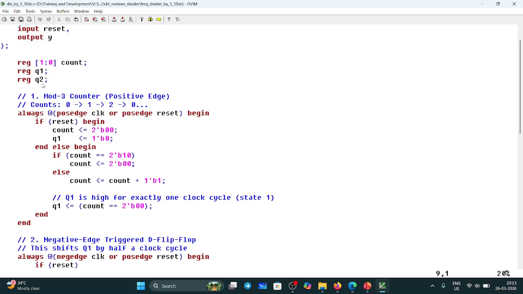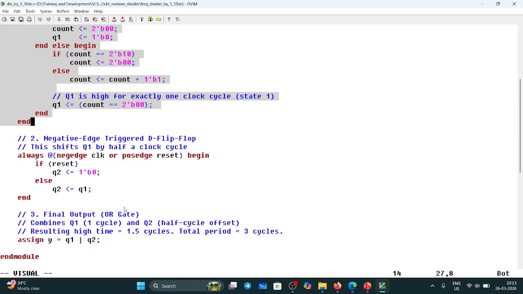So reg Q1 and reg Q2, and the mod 3 counter. I'm designing a mod 3 counter. It should count 0, 1, 2, and so on, and again roll over to 0. Always @(posedge clock or posedge reset) begin. If reset equal to 1, I'm initializing count to 0 and Q1 to 0. Else begin, if count becomes 2'b10, it rolls over to 0. Else count equal to count plus 2'b01. I am designing just the synchronous counter here. After that, I am designing the negative edge triggered D flip flop.